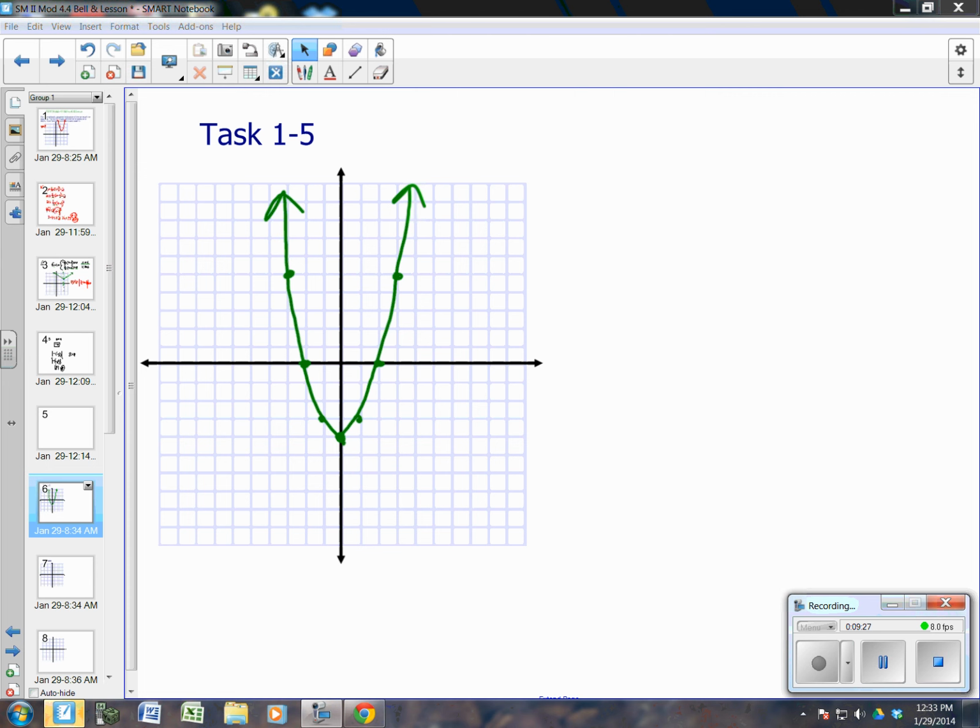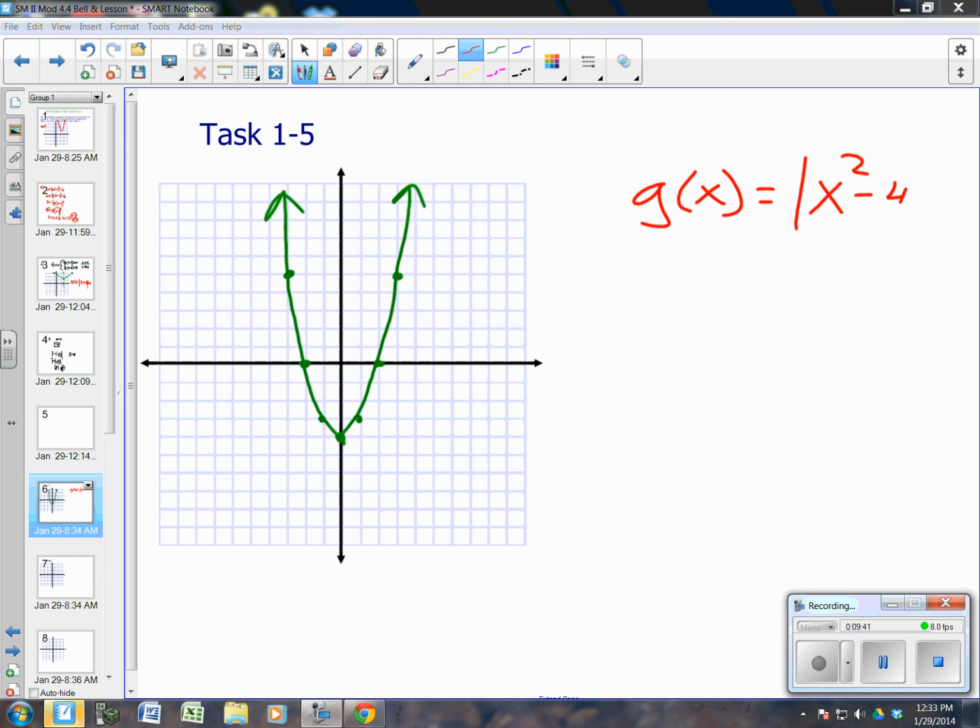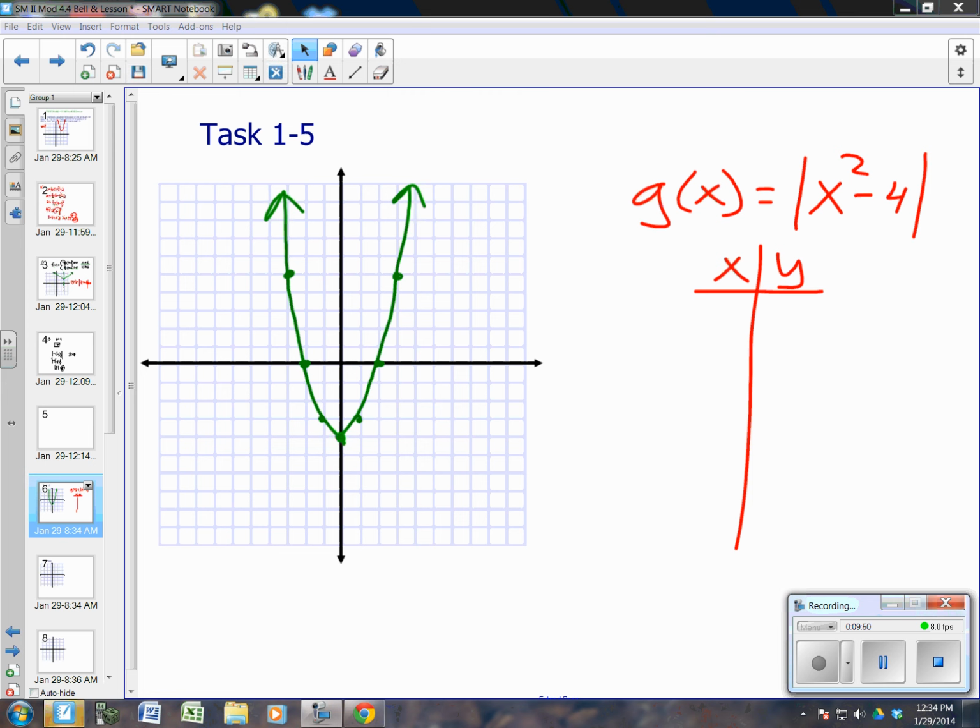Okay? Now, the second problem asks you to graph g of x, which is equal to the absolute value of x squared minus 4, on the same set of axes. So now, g of x, you guys, is the absolute value of x squared minus 4. And I told you to make a table of values for this one. Okay? And instead of putting y, I'm going to put g of x. In fact, I'm going to put f of x and g of x side by side so you guys can see all the values.